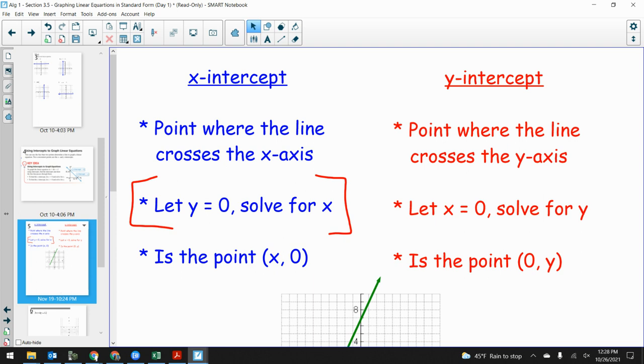I told you what to do right now. Do what I tell you to do. It's the point where the line crosses the y-axis.